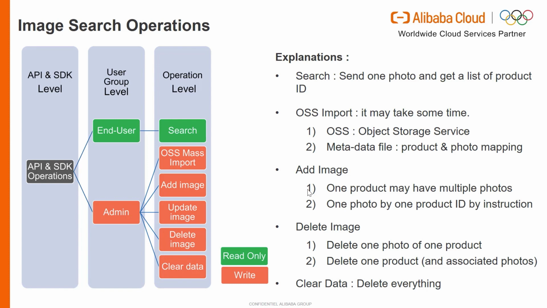You can add multiple photos to one product, but you can do that only one by one. So that means one photo by one product ID per instruction. You can delete one photo at a time for a product, or you can delete one product directly by its product ID. After that, all the associated photos will be deleted. Clear data means you will reinitialize the image search engine. After that, everything will be deleted.